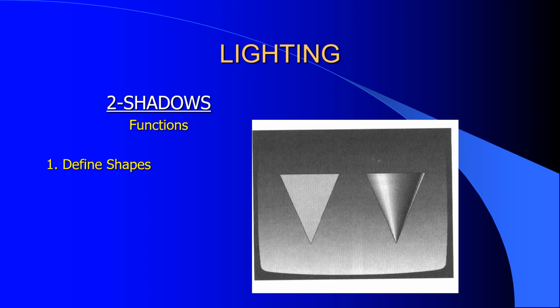One thing they do is define shapes. The object on the left looks like just a regular triangle, like a flat triangle. But on the right, shadows added here give what was a triangle dimension. Now it looks as if it is a cone instead of just a flat triangle.